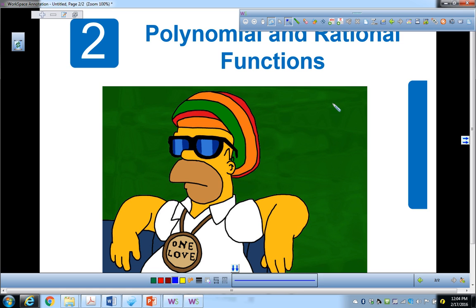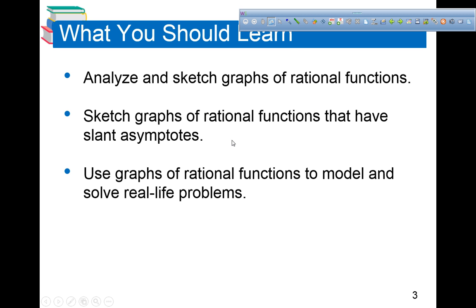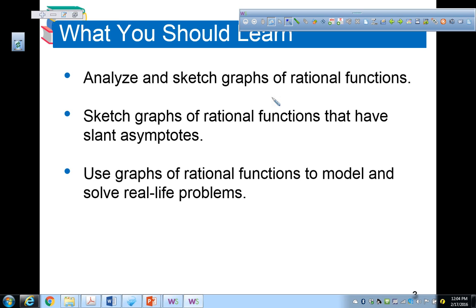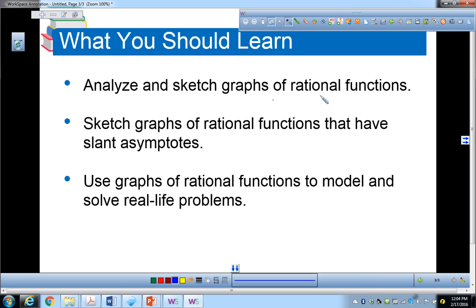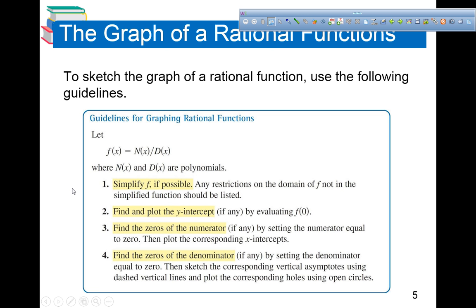Okay, but moving on from Homer, this is what we'll learn: how to analyze and sketch graphs of rational functions. We kind of learned that already, but we're going to learn how to sketch ones that have slant asymptotes, and use graphs of rational functions to model and solve real life problems. So there is one example of that at the end. So here are 7 steps.